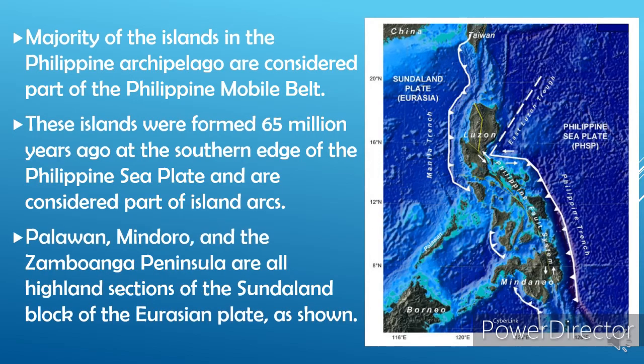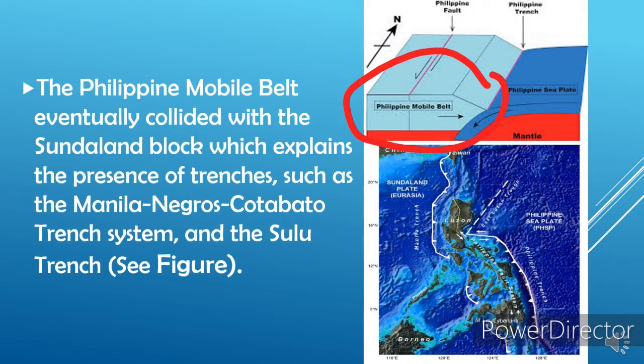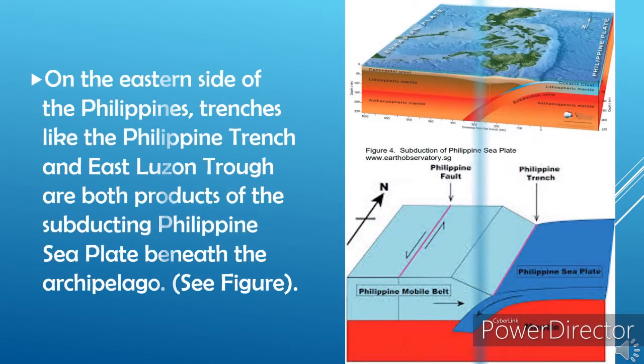Palawan, Mindoro, and the Zamboanga Peninsula are all highland sections of the Sundaland Block of the Eurasian Plate as shown. The Philippine Mobile Belt eventually collided with the Sundaland Block, which explained the presence of trenches such as the Manila Trench, the Negros-Cotabato Trench System and the Sulu Trench. On the eastern side of the Philippines, trenches like the Philippine Trench and East Luzon Trough are both products of the subducting Philippine Sea Plate beneath the archipelago.